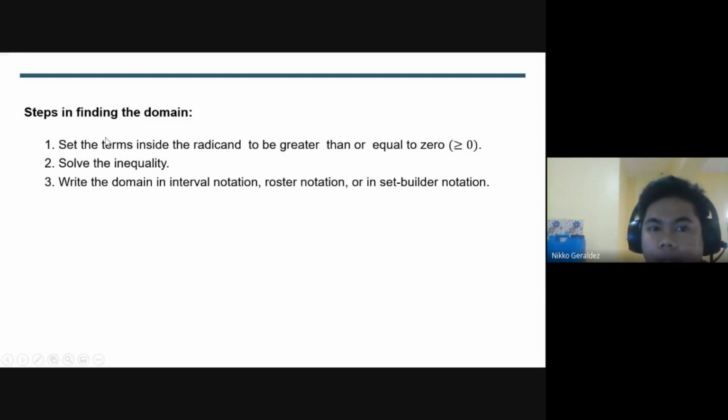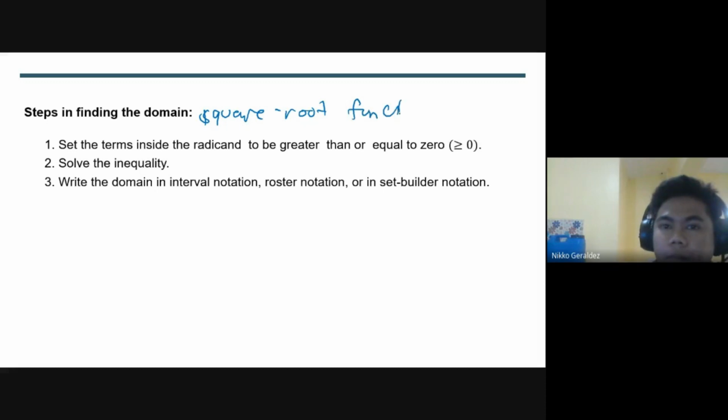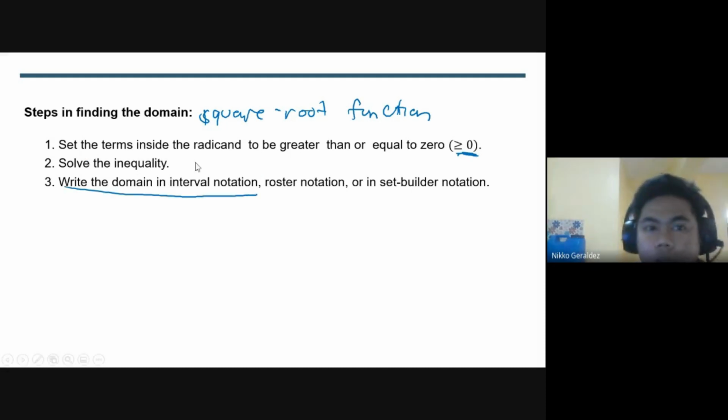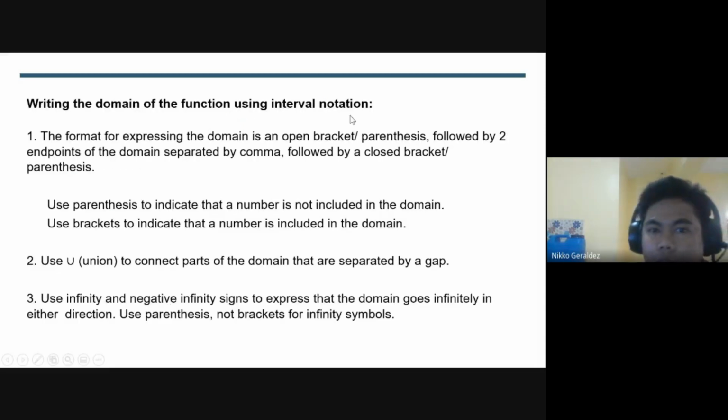So steps in finding domain. Ito naman for rational square root function. So step 1, set the term inside the radicand to be greater than or equal to 0. Solve the inequality, then write the domain in interval notation. Writing the domain of the function using interval notation.